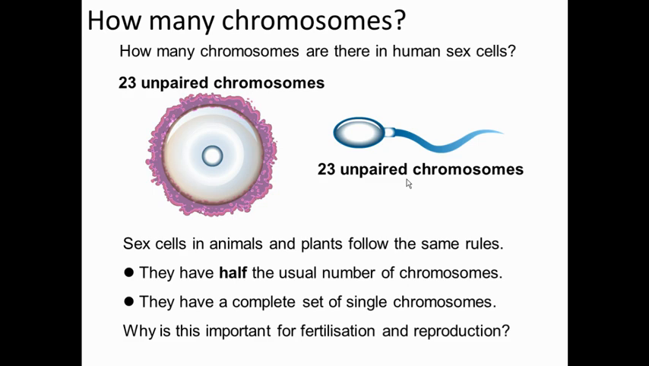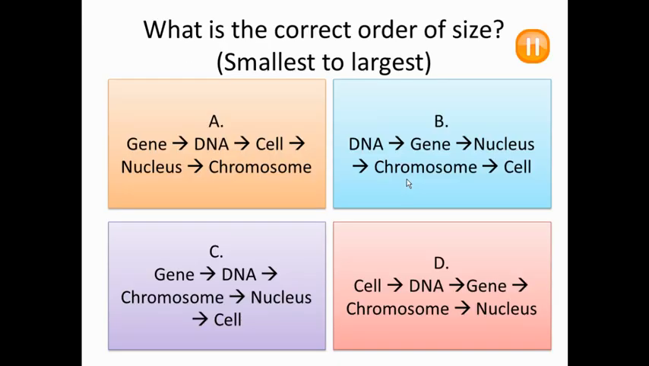So it's important for fertilisation and reproduction, because obviously if one of those cells has half the number and it's got a different number, they're not going to make back up the number for that particular species, and obviously that would not be a future generation being produced.